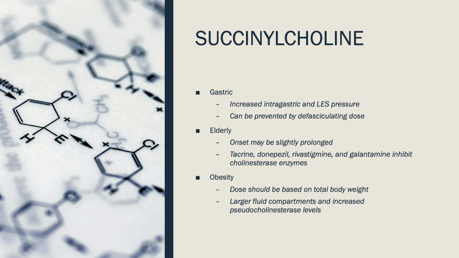In our elderly patients, the onset of succinylcholine may be slightly prolonged due to those age-related physiologic changes and the impact of medications that could directly inhibit cholinesterase enzymes. Diazepam, rivastigmine, galantamine, those are all medications that a patient might be on. All right, the dosage, once again, should be based on total body weight to ensure that there is an adequate effect, even in morbidly obese patients. This is essential for adequately dosing succinylcholine.